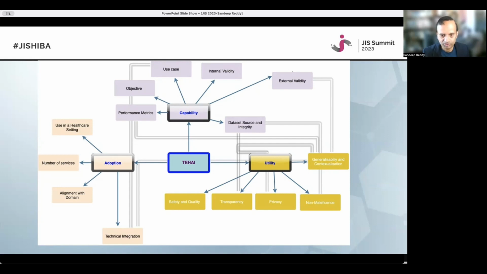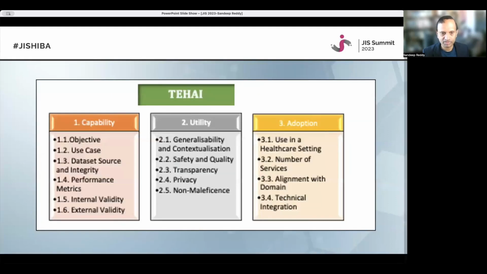So what does this evaluation framework assess? Basically, it assesses 3 components: the capability component, the utility component, and the adoption component. And within that, there are many subcomponents.